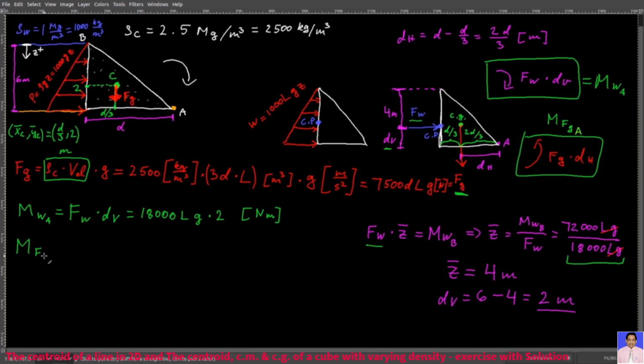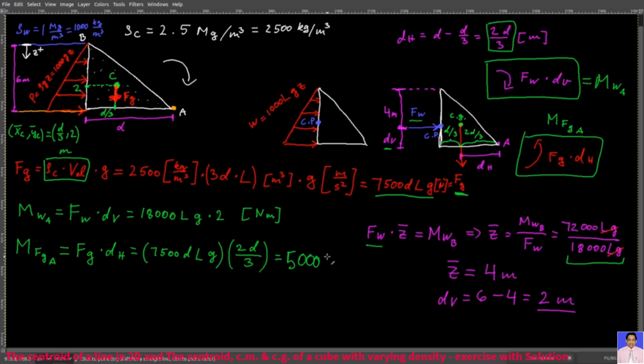And then MFG about point A equals Fg times dH. So this is your force of gravity. It's this one here, times dH, which is this one here. So times 2d over 3, and that will give you 5,000 times L times G times d squared Newton meters.